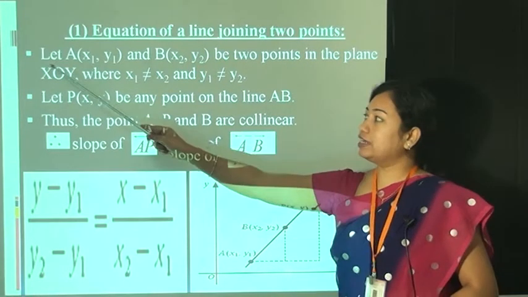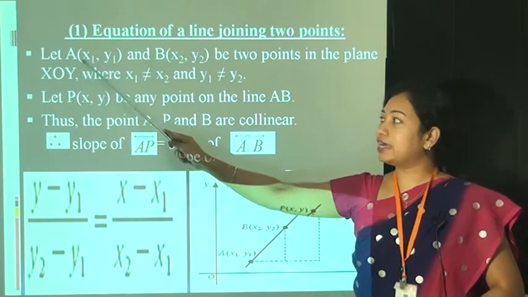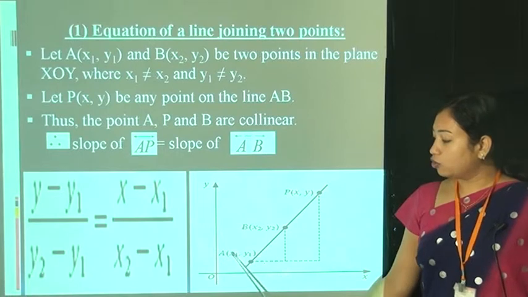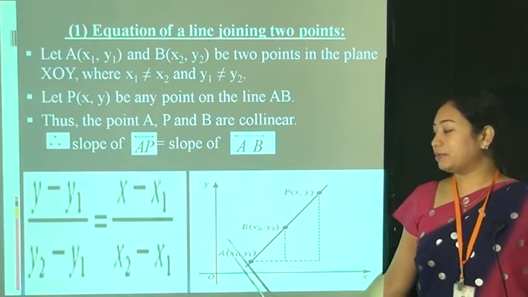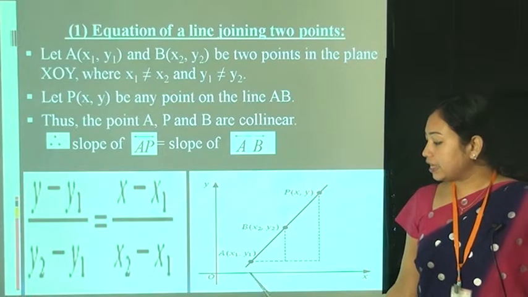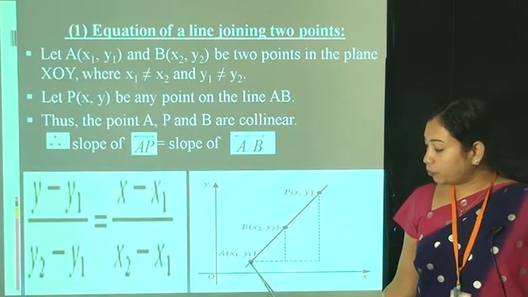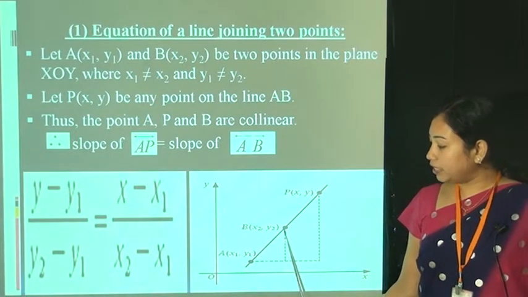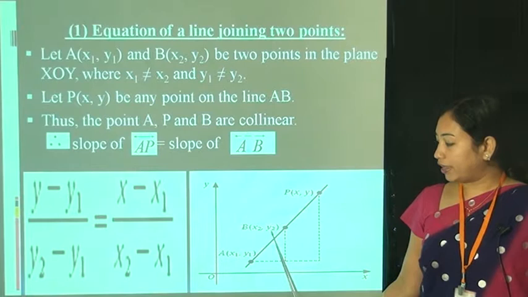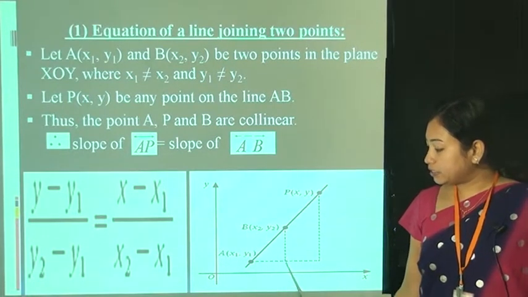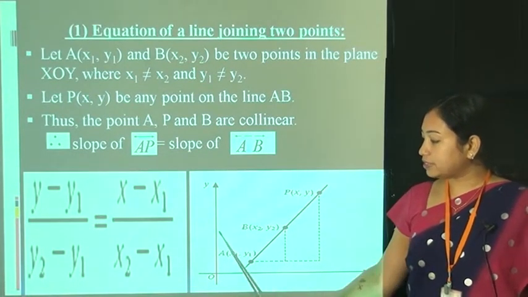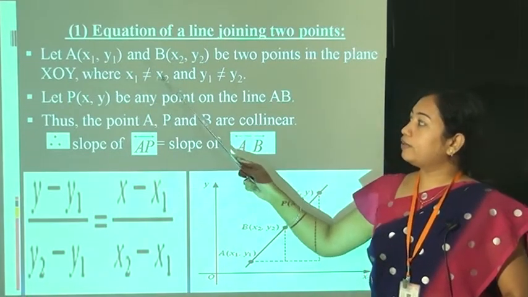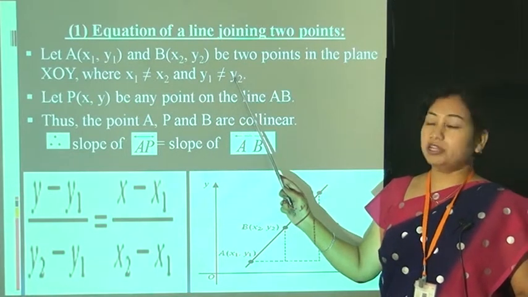Okay, so let's take 2 points A and B whose coordinates are x1, y1 and x2, y2. You can see here this one is point A whose coordinates are x1 and y1. That means this point lies on the x-axis at a distance of x1 and on the y-axis at a distance of y1. And let's take another point B whose coordinates are x2 and y2. That means this point is at a distance of x2 on the x-axis and y2 on the y-axis, where x1 is not equal to x2 and y1 is not equal to y2.